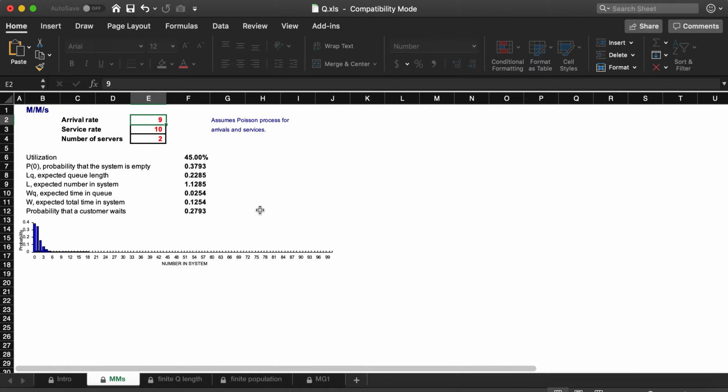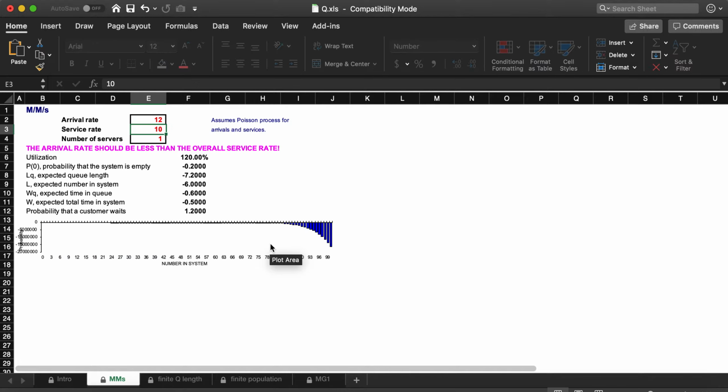Now, what if I do something like this? Let's go back to 1. But remember, the arrival rate cannot exceed the service rate. But let's try to do it. Let's say we put 12. What's going to happen? It says the arrival rate should not be more than the overall service rate. Because of that, this is nothing but pure garbage, right? Don't even look at this probability mass function here because it's giving you junk.